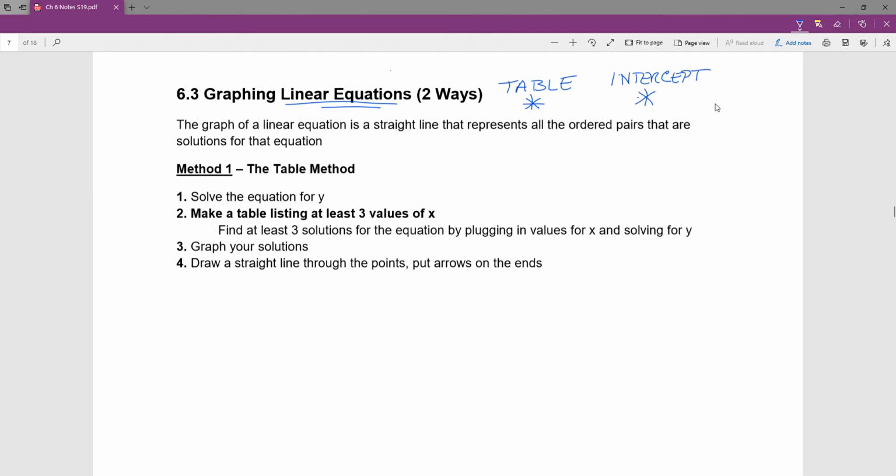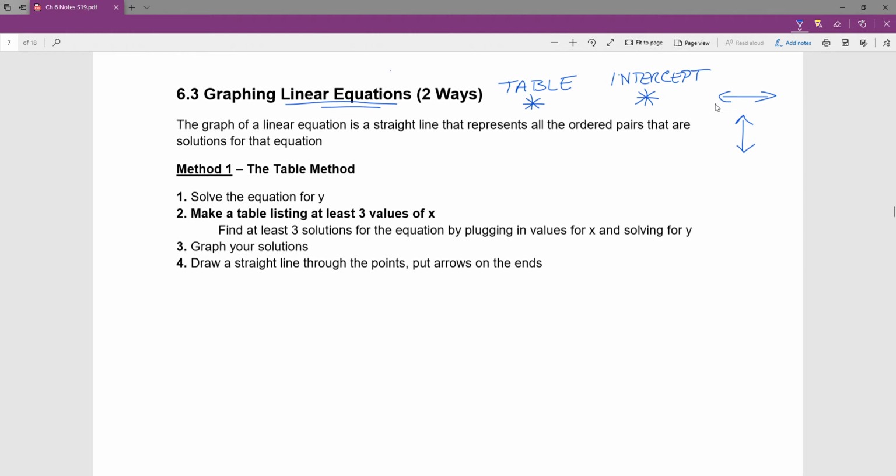And so the intercept method is sometimes useful. It's also a little bit quicker than the table method. After we go through those two methods, we're going to talk about the oddballs. We're going to talk about the horizontal and the vertical lines because they are the oddballs and they bear a little bit of focus.